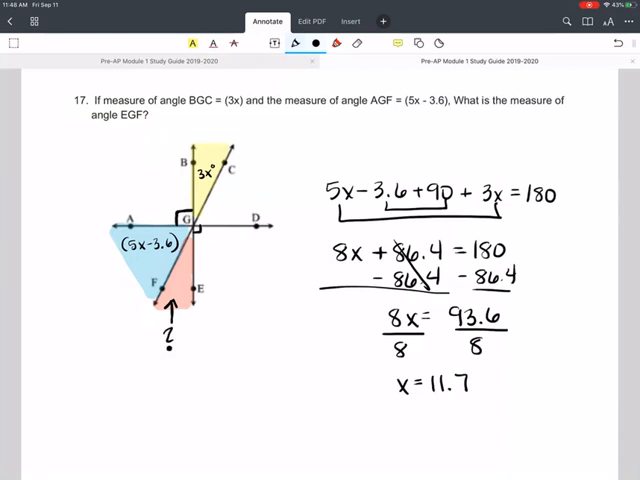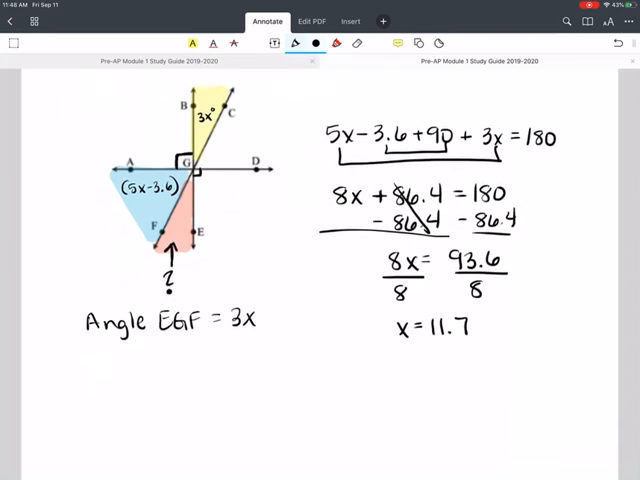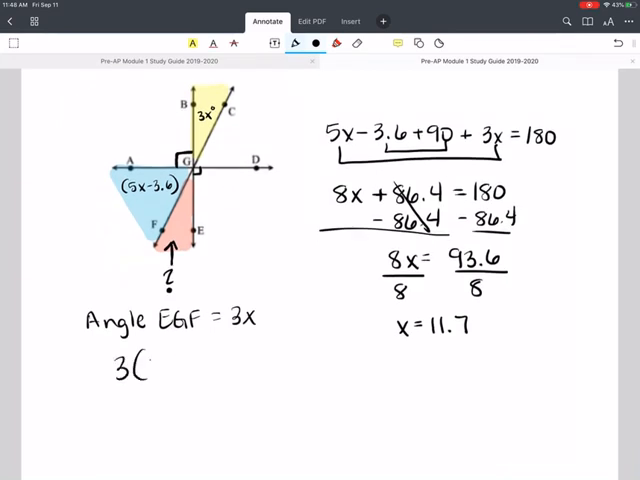Now, even though I solved for x, I am not done, because I now need to solve for that red angle, the EGF. Again, I can think about vertical angles. The yellow angle, BGC, is 3x. It is vertical to the red one, EGF. So I know that angle EGF equals 3x. So to solve for that angle, I plug in what I know about x.